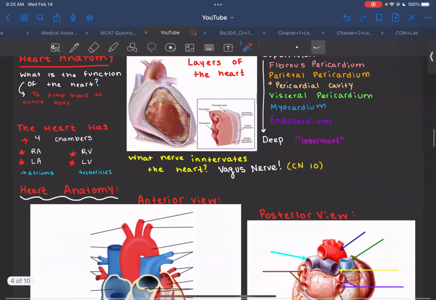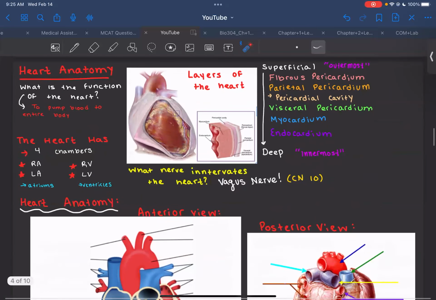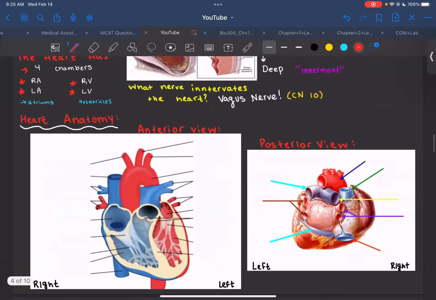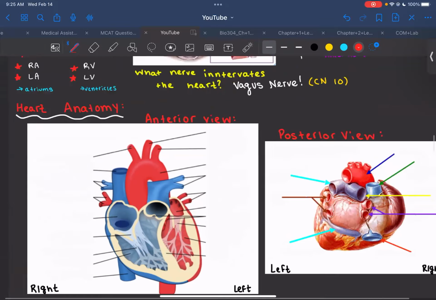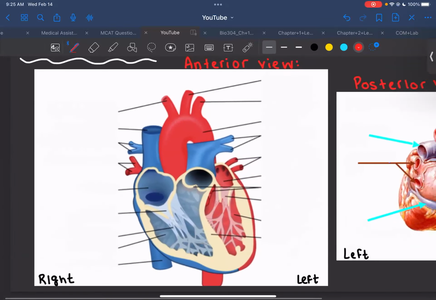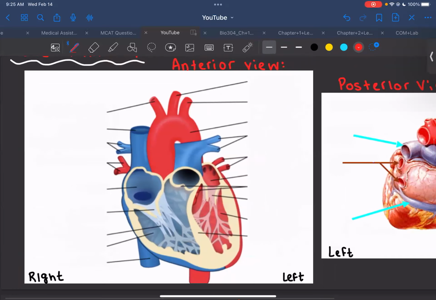Okay, so now that we've gone over some of that basic information, I want to get down here and actually label the heart itself. We're going to do an anterior view and then a posterior view, just so we can touch all the bases. You can find these images online, but I wanted to do a video of labeling it because it can be helpful to watch a video and follow along.